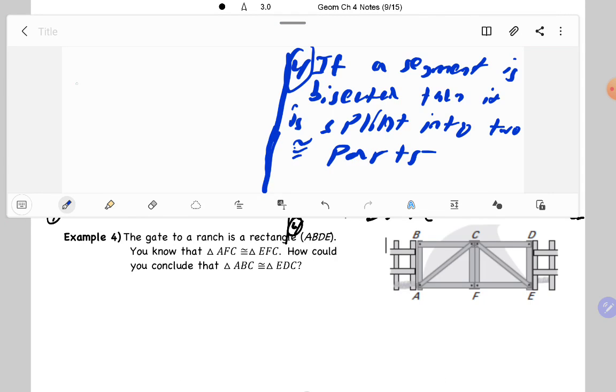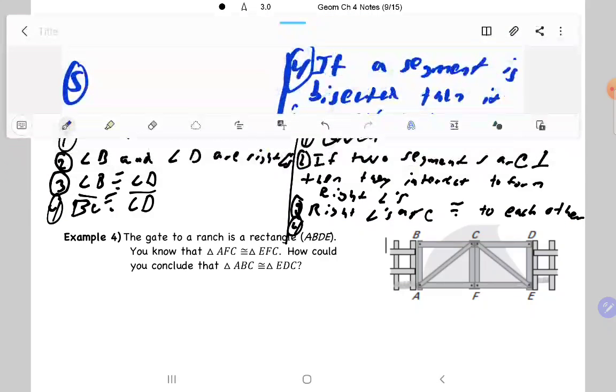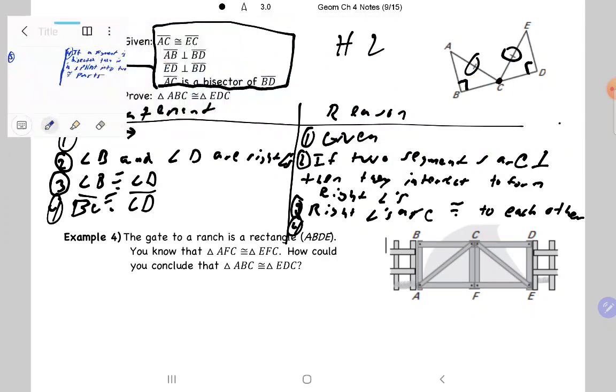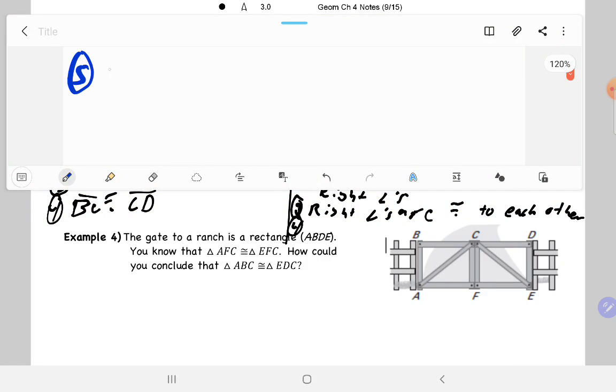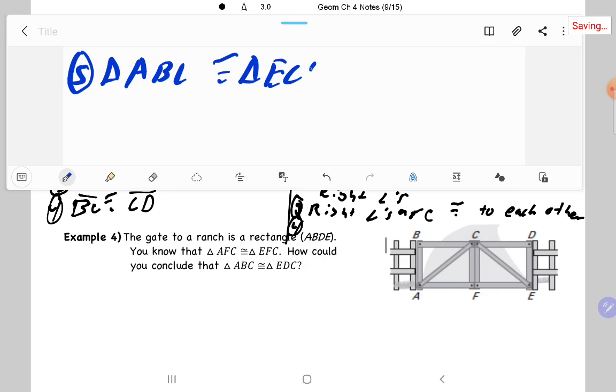Okay, now that we have all our pieces, we can finally say that the two triangles are congruent, which is ABC, EDC. So 5. Triangle ABC is congruent to triangle EDC. And that's by the HL postulate. Hypotenuse leg.